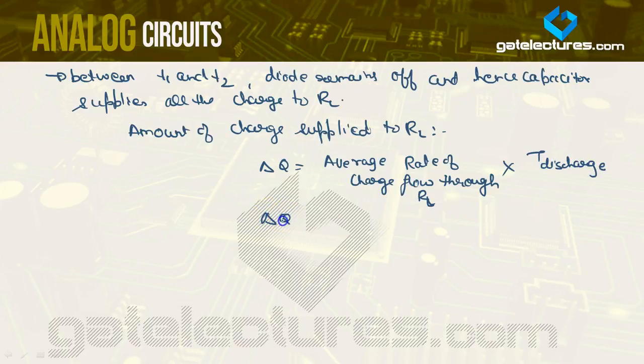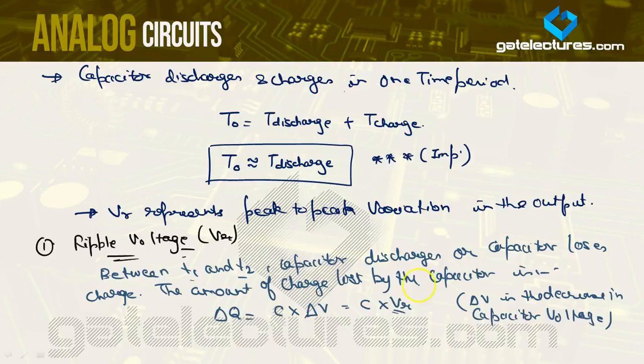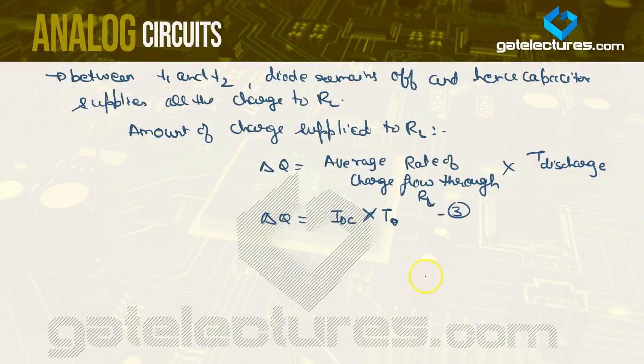Okay, we can say delta Q is equal to IDC into T discharge, because IDC is the average current flowing through resistance RL in that particular time interval, and T discharge will be equal to T naught, as we approximated T discharge to T naught. So delta Q will be equal to IDC into T naught, and both of these expressions will be equated. Let's say this is 3, and this is 2, so we can say 2 should be equal to 3.